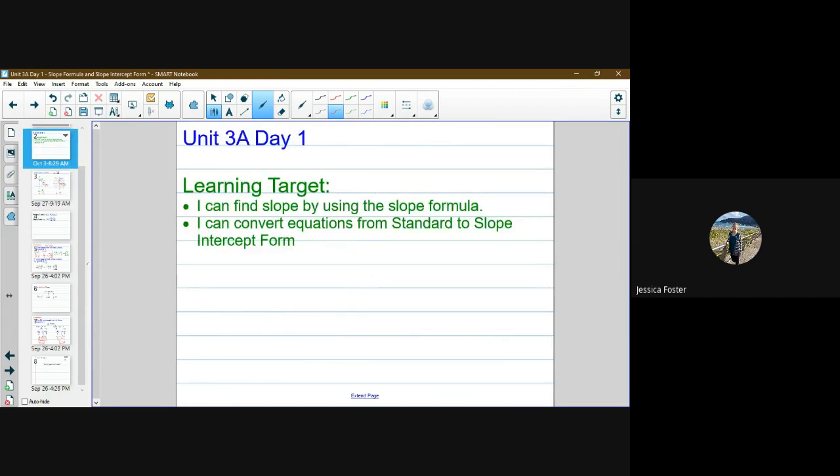Get working on your Delta Math assignment, Unit 3A, Day 1. At this point, we should now be able to find slope by using the slope formula and converting equations from standard form to slope-intercept form. If you have any other questions, make sure that you're reaching out to your geometry teacher.